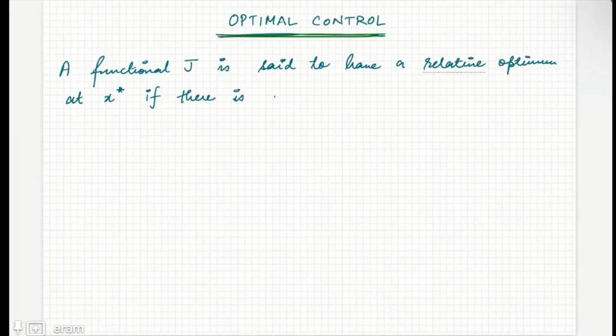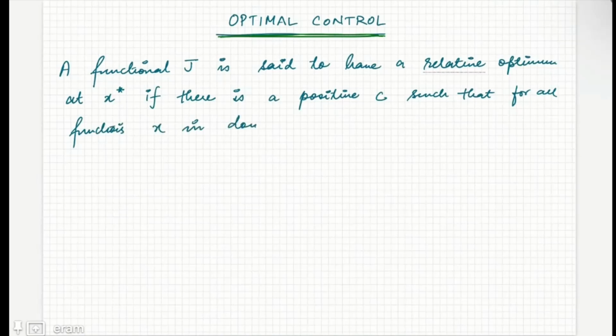if there is a positive constant c such that for all functions x in some domain, let's call that domain omega, which satisfy... So we are interested in the epsilon neighborhood of point of interest x star, and we want to know if there occurs a relative optimum at x star or not for the functional j.